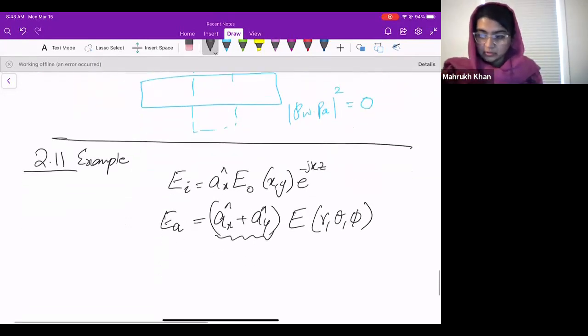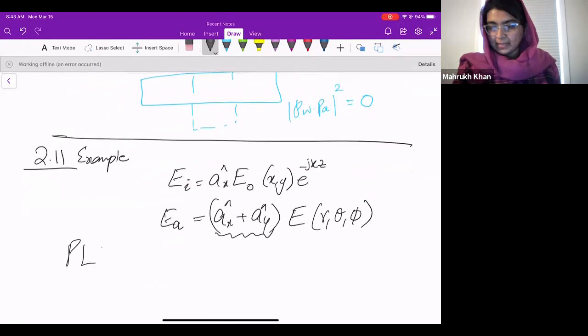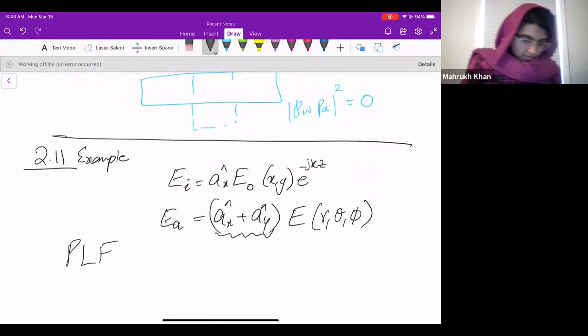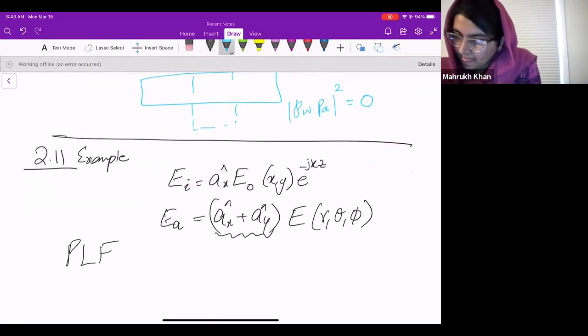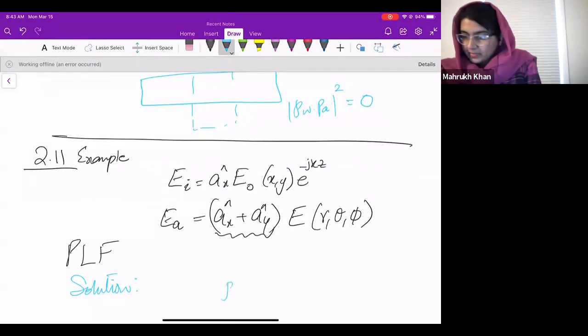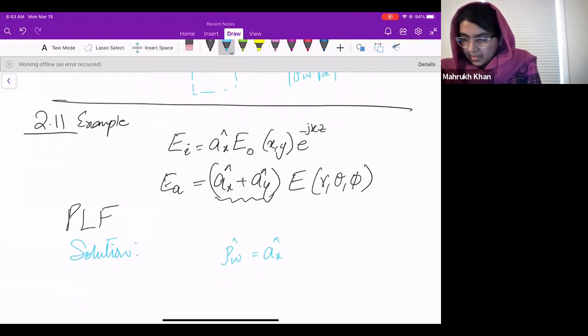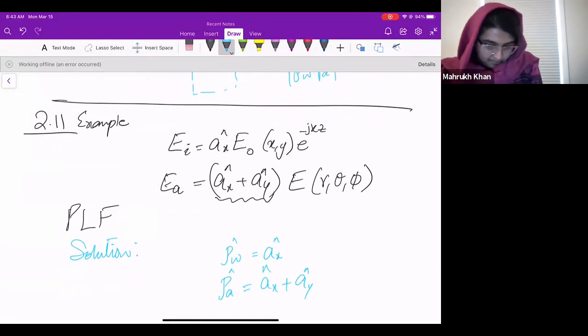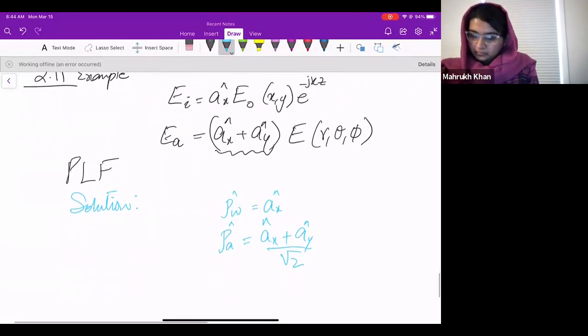So we have to find the PLF, the polarization loss factor. In this case, rho W is a_x, and rho A is (a_x plus a_y) divided by the square root of 2, because it's a unit vector. A unit vector is the vector divided by its magnitude.